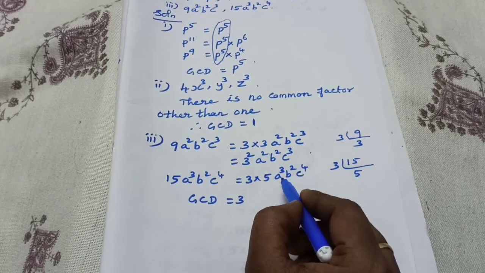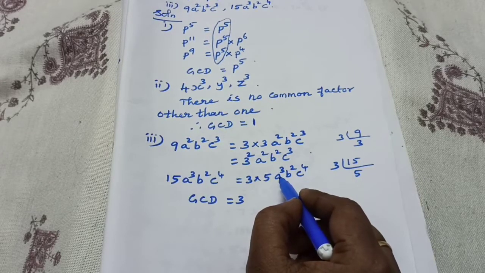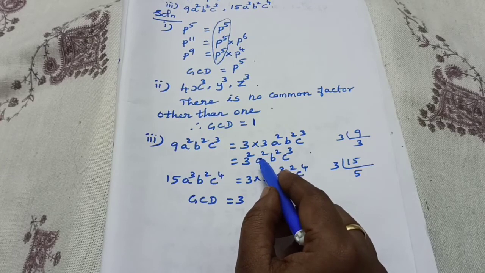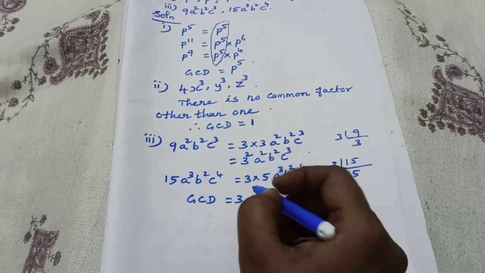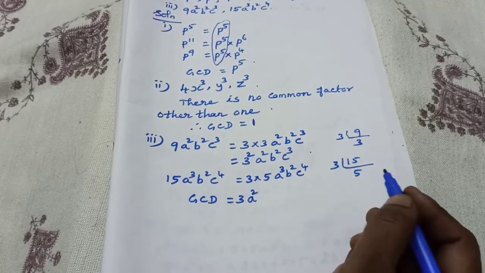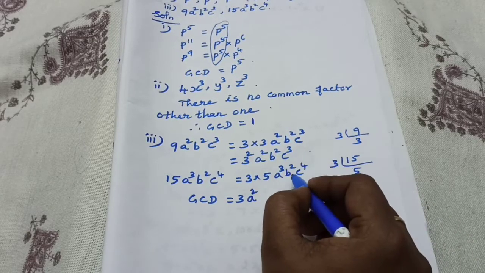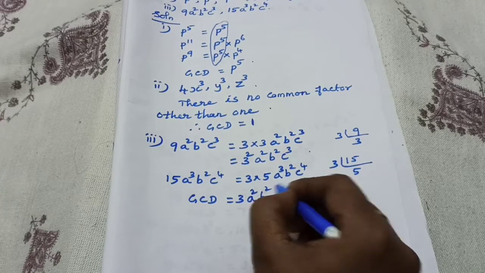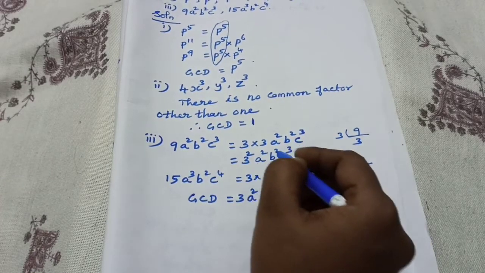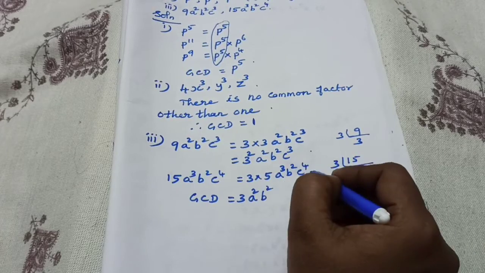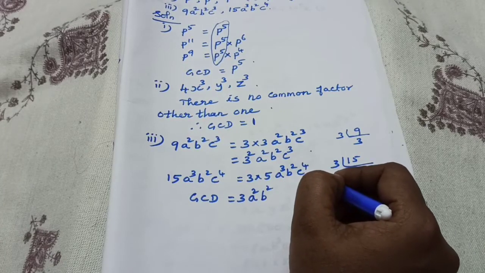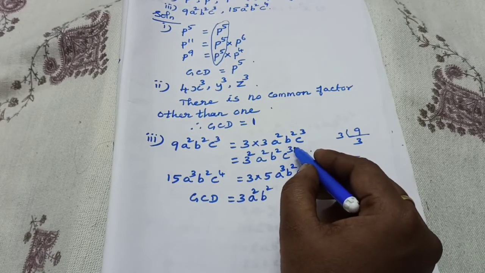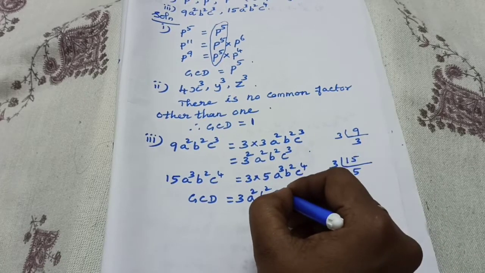Then a square, here a cube is there. Okay, which is the smallest power? A square. Very good. A square, write that. Then here b square is there, here also b square. Both are the same. Then write one b square. Okay, the common term you should write. Here c cube is there, here c power 4. Which is the lowest power? C cube, isn't it? Write that c cube.